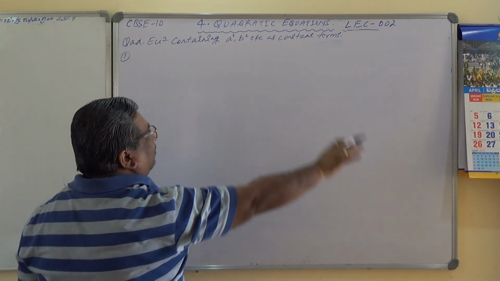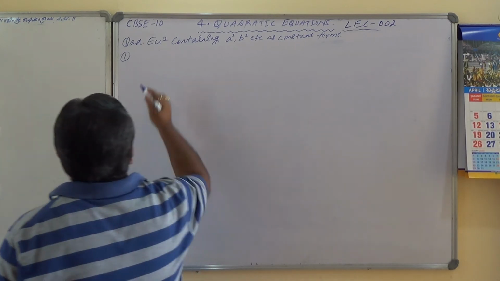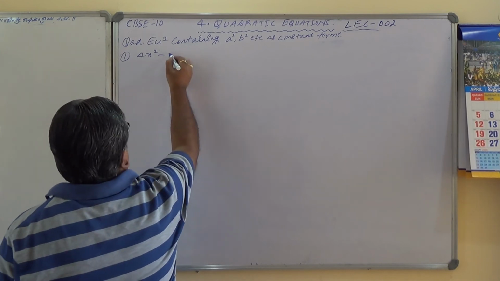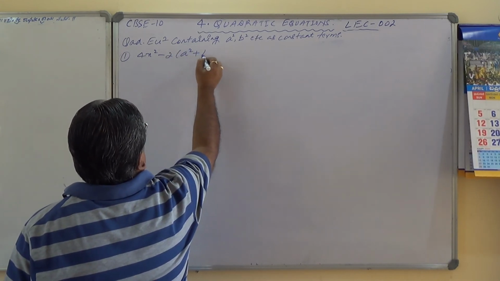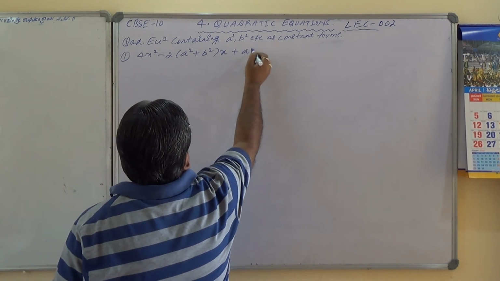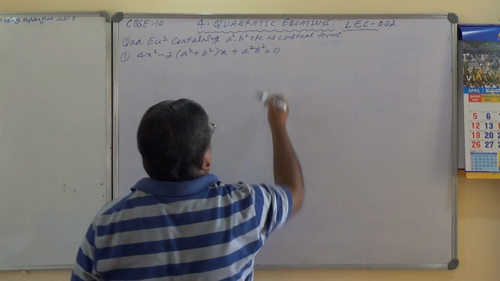Every time when I clear a board, I write 1, 2, 3, 4. You maintain sequence. 4x square minus 2 times a square plus b square times x plus a square b square equals 0.